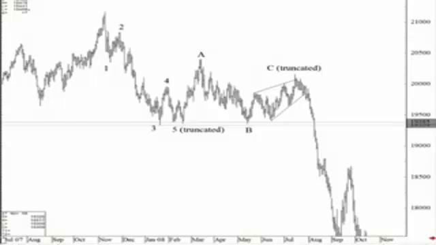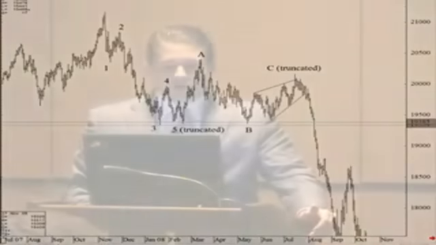And there was yet another one in the correction there. Wave C did not reach the end of wave A. The thing with truncations is, though, that you don't necessarily have an idea that it's happened until you may have retraced the entire move.